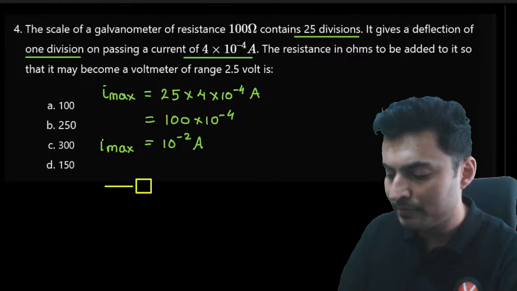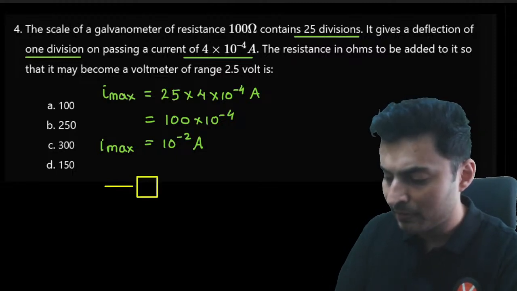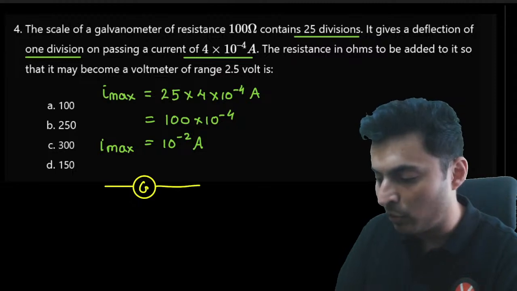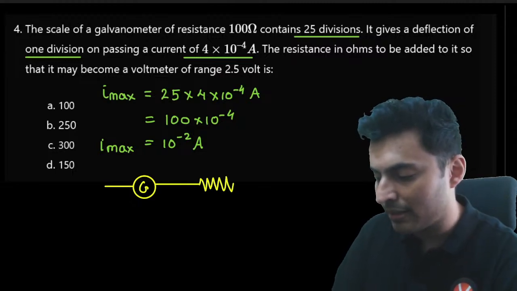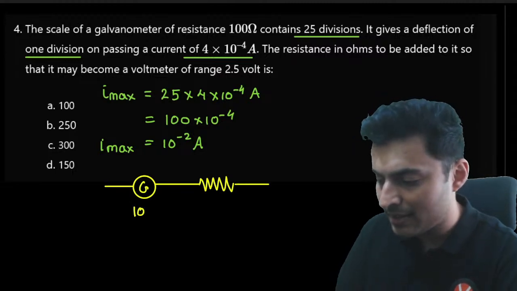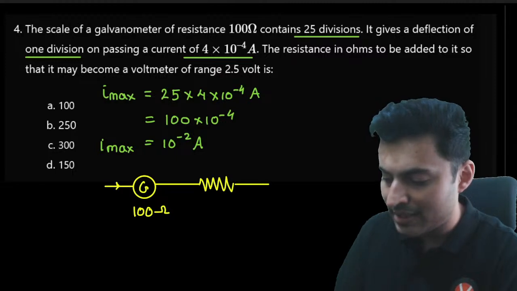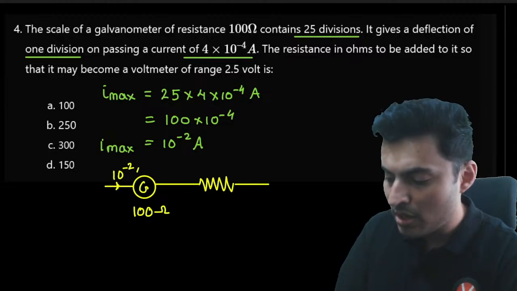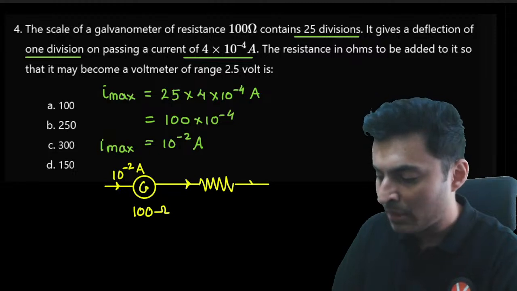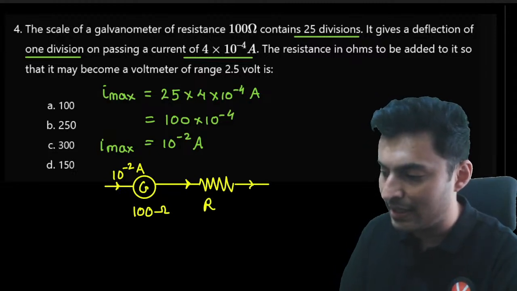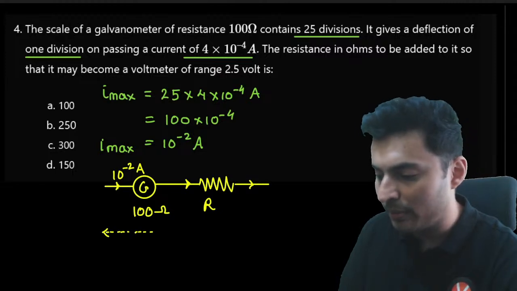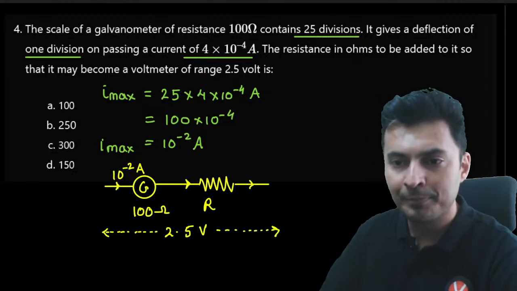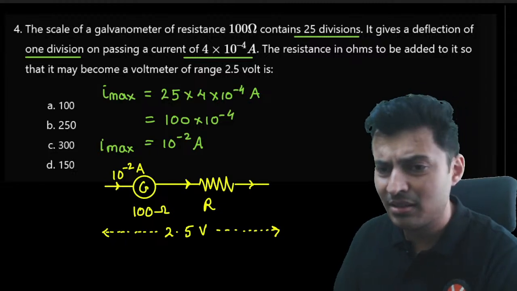Next important thing: when you convert a galvanometer into a voltmeter, you connect a resistor in series. The galvanometer has 100 ohms, right? And the maximum current that can pass through it is 10 to the power minus 2 amperes, right? We do not know the resistance which has to be connected in series, but you want to convert it into a voltmeter of 2.5 volts.